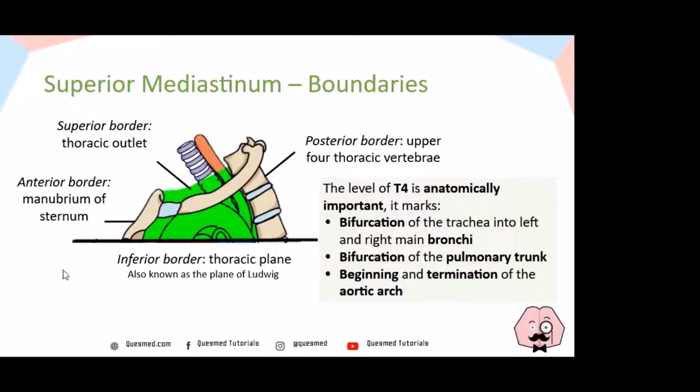A bit more about this thoracic plane. So it's thought that there are several important things that happen through this plane. So you've got the bifurcation of your trachea, bifurcation of your pulmonary trunk, and the beginning and termination of your aortic arch. That said, there are other definitions of what defines your aortic arch, so that's not universal.